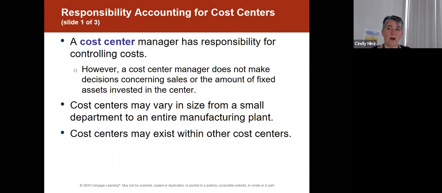Cost centers may exist within other cost centers. If we're looking at that manufacturing facility making food to supply a chain of restaurants, there might be separate departments, one that's responsible for making the desserts and another one that's responsible for making the perishable side dishes, I don't know. But as we drill down into that organization, as we get to lower and lower levels, we're talking about evaluating managers that have lower and lower levels of responsibility. And we need to have a way of analyzing the performance of managers at all of those various levels.